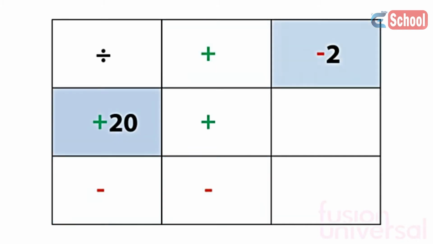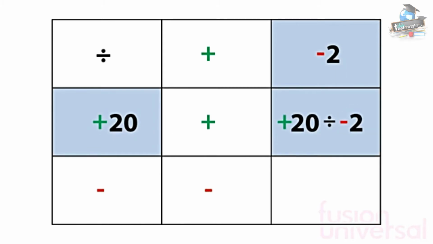Next, we'll do a positive divided by a negative. Positive 20 divided by negative 2. This gives negative 10. A positive divided by a negative gives a negative answer.